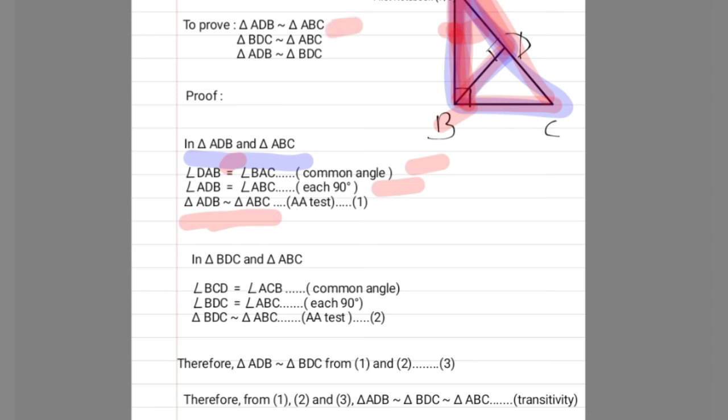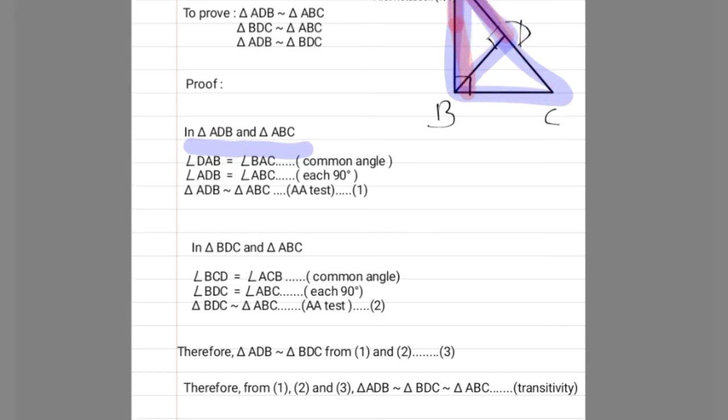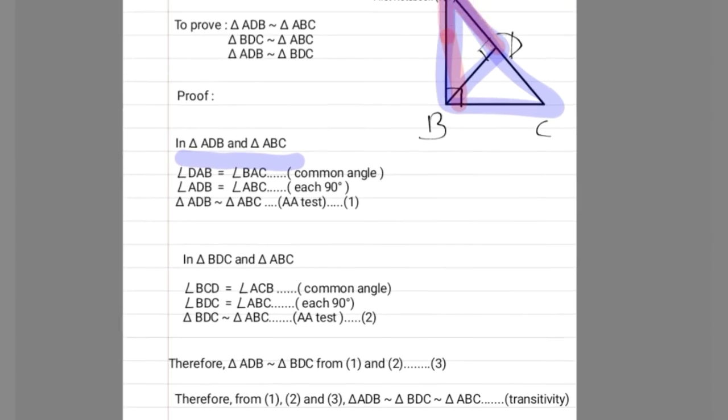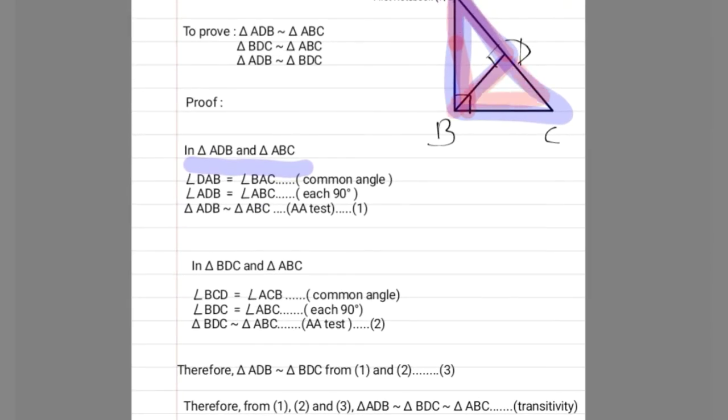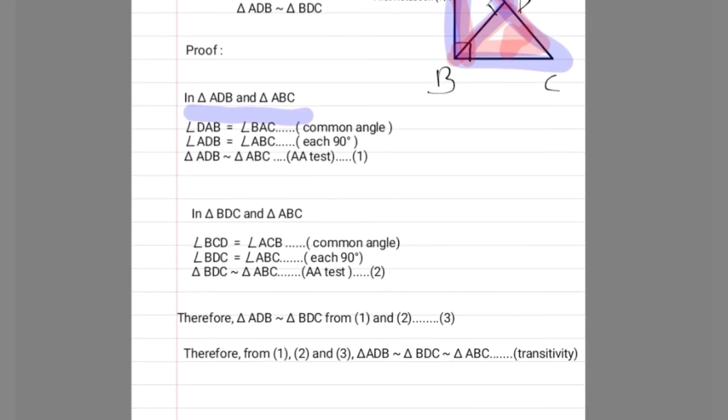Second thing, we have to prove that triangle BDC is similar to triangle ABC. So let's see what we have to do for that. Now if we take these two triangles, that is BDC, this BDC, and the bigger triangle ABC, again this angle will be common for both the triangles BCD and BCA. So this is the common angle. These two, they are congruent to each other.